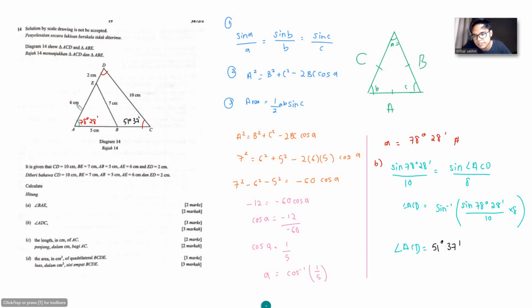Now we can find the value of ADC. We are going to use the total interior angle of a triangle, which is 180 degrees, and we are going to subtract 78 degrees 28 minutes and 51 degrees 37 minutes. So the angle of ADC is equivalent to 180 degrees minus 51 degrees 37 minutes minus 78 degrees 28 minutes. So our final answer would be ADC is equivalent to 49 degrees and 55 minutes.